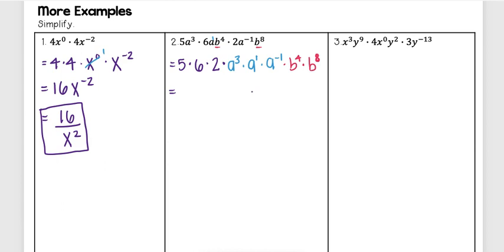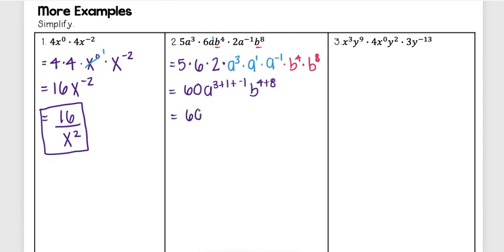And then from here I'm going to simplify. So 5 times 6 is 30. 30 times 2 is 60. I know with my multiplication property, all I'm going to do is add my exponents. So I'll have 3 plus 1 plus negative 1. And then b, I'm going to add my exponents as well. So I have 4 plus 8.